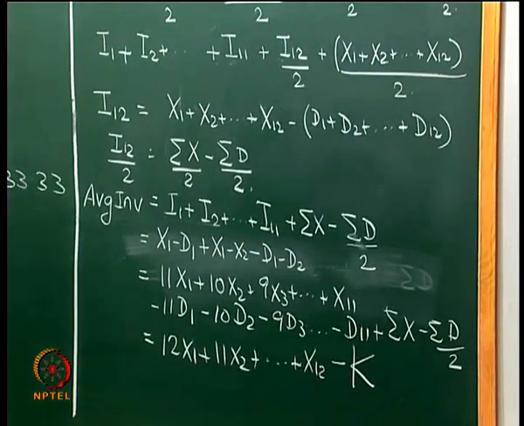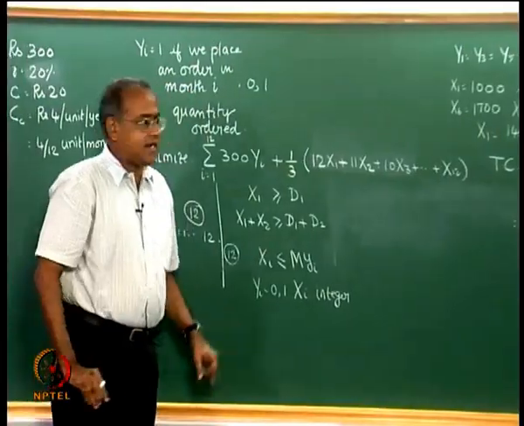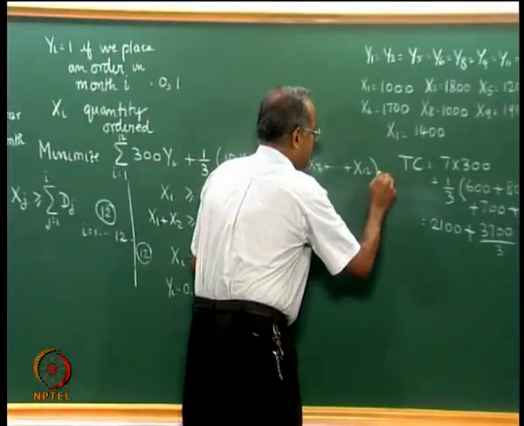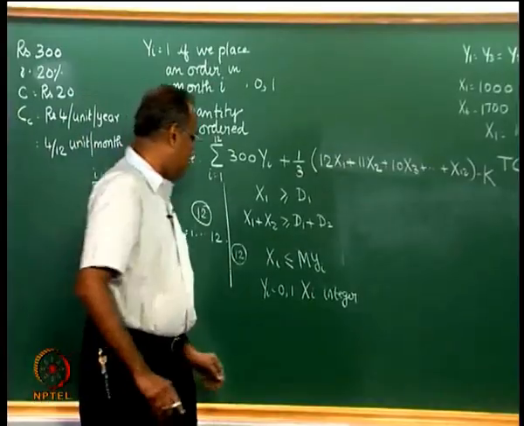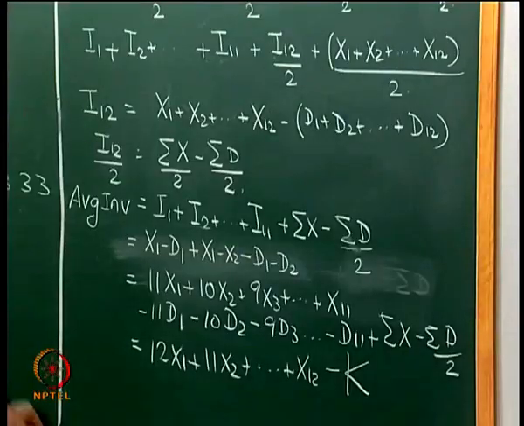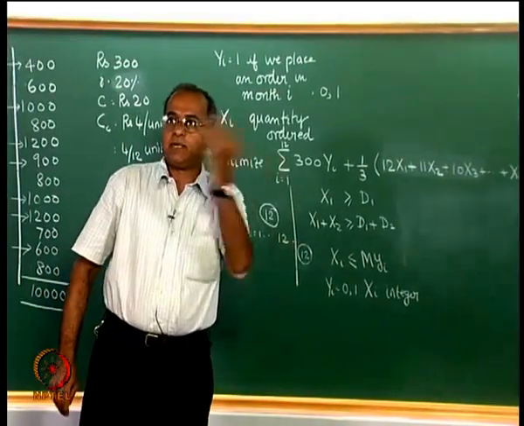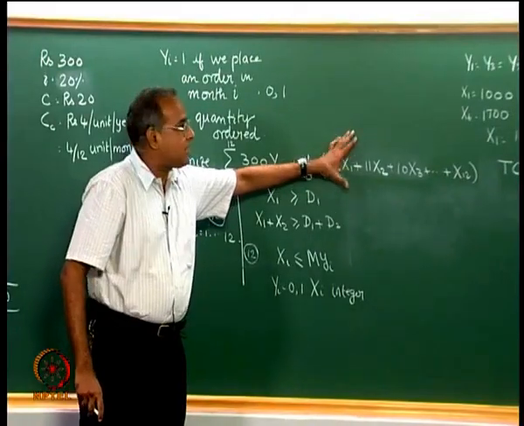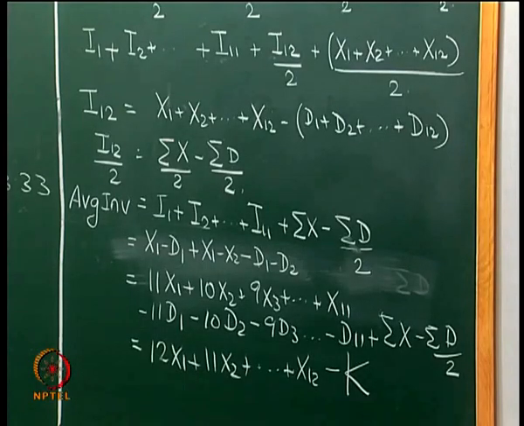So if we write the average inventory term and bring it back to this expression, we should write 1 by 3 into 12x1 plus 11x2 plus 10x3 up to x12, minus some very big constant k. And based on the same idea, we can remove this constant and we can solve it. So as far as the optimization is concerned, even when we look at average inventory, which is taken as beginning inventory plus ending inventory divided by 2, we get the same optimization problem, except that the constant that we are subtracting is slightly different. There is another way of looking at the same thing.